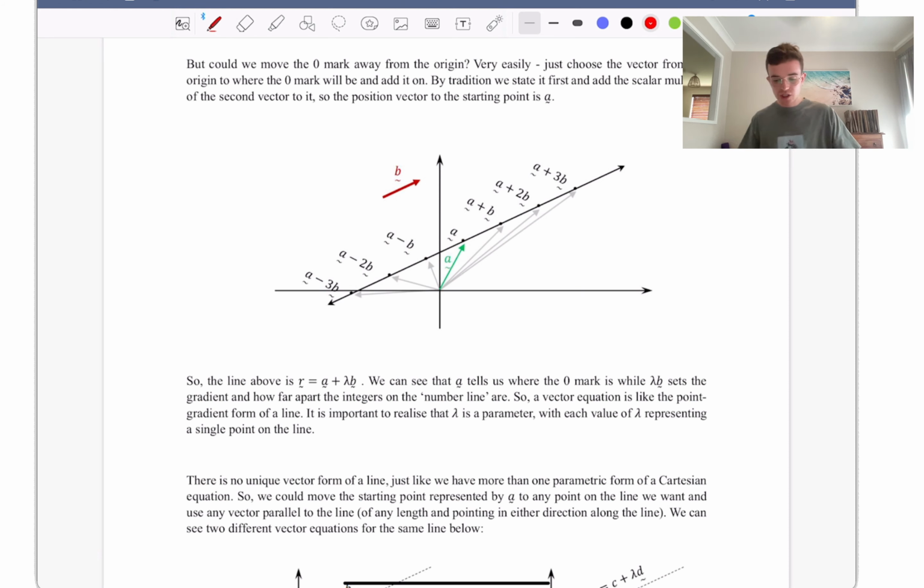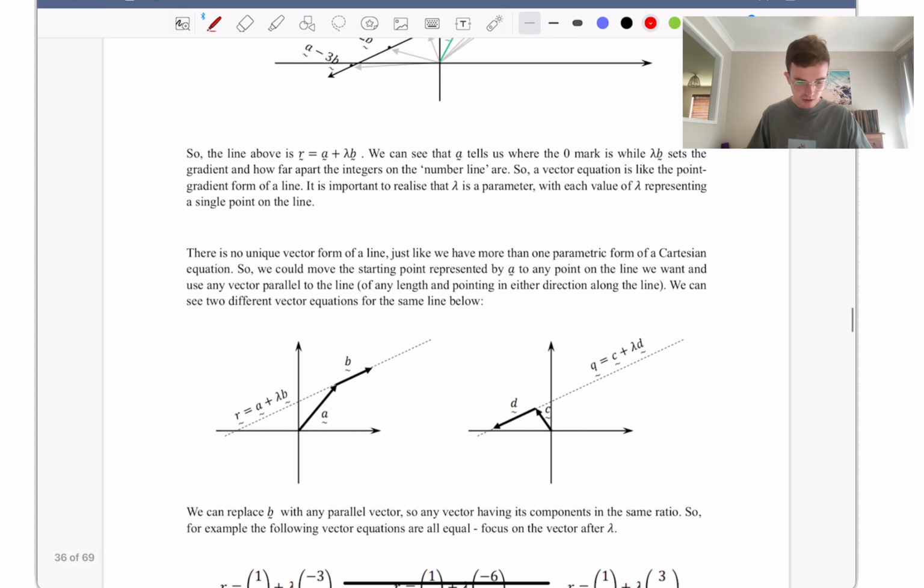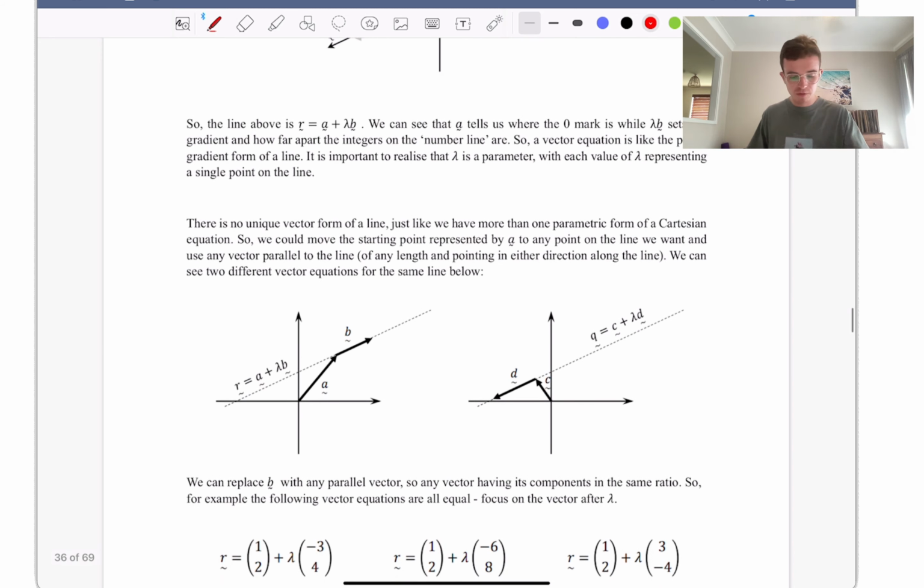So a vector equation is like a point gradient form of a line. Now it's important to realise that lambda is a parameter, where each value of lambda represents a single point of the line. So lambda is kind of like our x in the equation y equals mx plus b, and b is kind of like our gradient. Now there is no unique vector form of a line, just like we can have more than one parametric form of a line making a Cartesian equation.